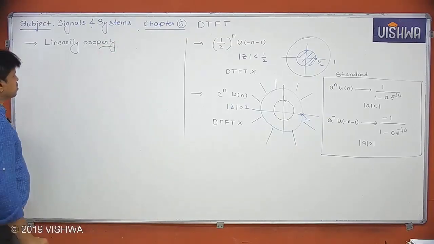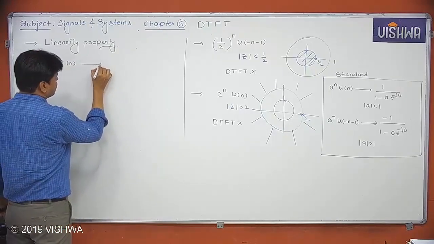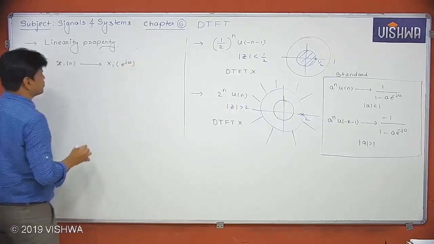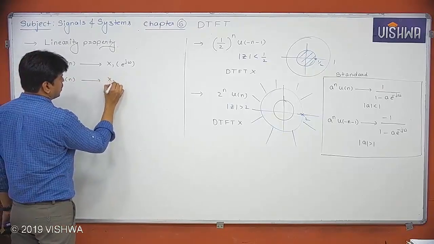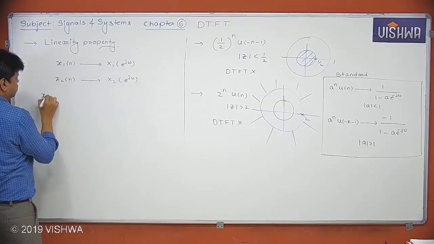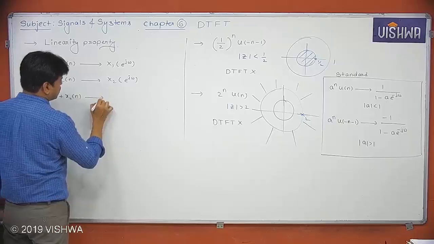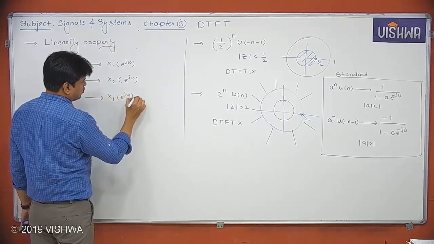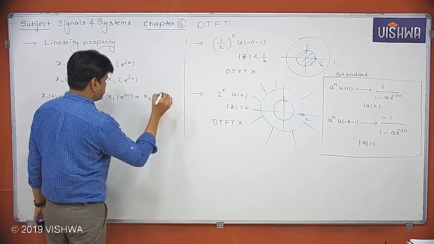Linearity property. What is this? Let's say a signal x1 of n having DTFT X1 of e power j omega, and another signal x2 of n having DTFT X2 of e power j omega. Then x1 of n plus x2 of n having DTFT, which is X1 of e power j omega plus X2 of e power j omega.